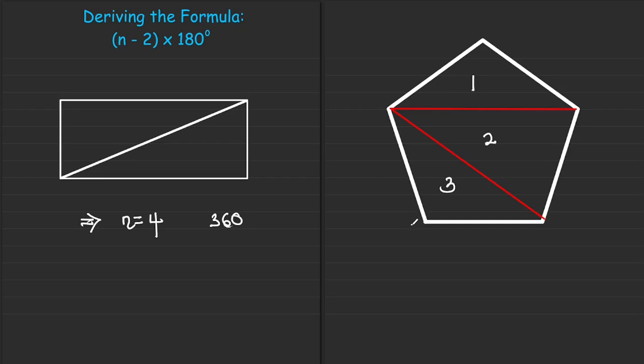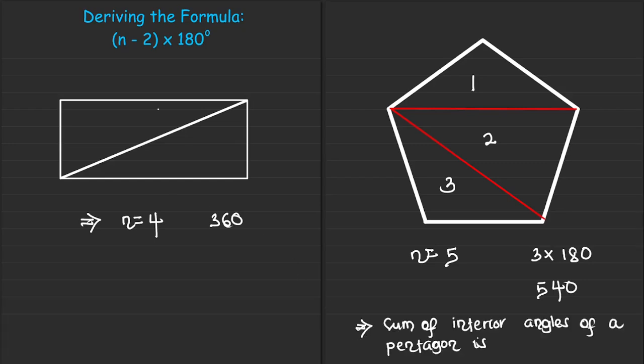Since we have 3 triangles, we know 1 triangle has what? Sum of interior angles being 180. Hence, we can say for this pentagon, you know a pentagon has 5 sides. Then the sum of interior angles is going to be 3 triangles, and 1 triangle is 180. So if we multiply this, we are going to get 540. So we can simply say it implies that the sum of interior angles of a pentagon is 540 degrees.